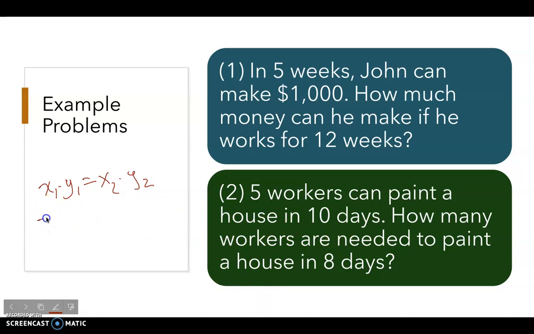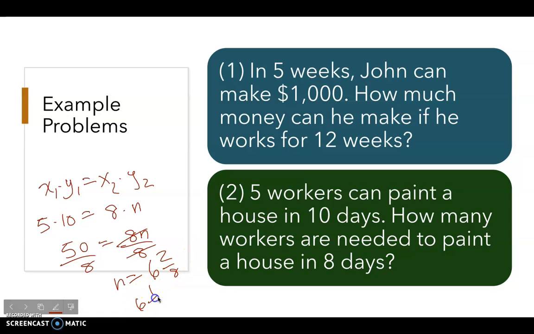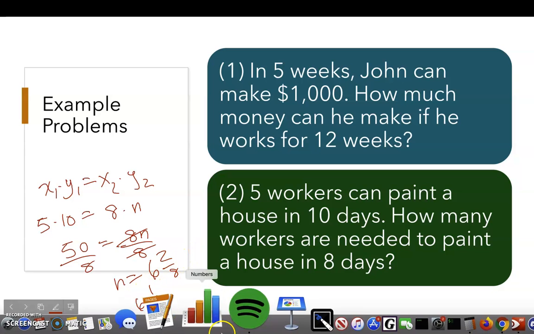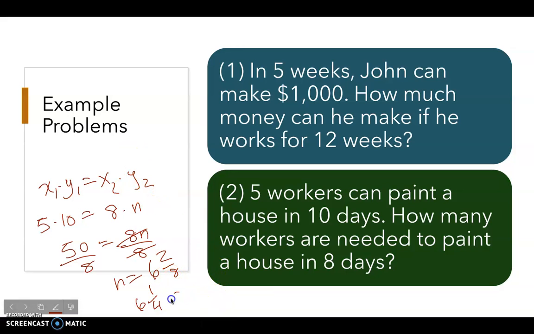So if I plug it in, then I get 5 times 10 equals 8 times n. Then I get 50 equal to 8n. Divide both sides by 8. That means n is going to be equal to, let's see, 6 and 2/8. So it'll be 6 and a fourth. So almost 6 and 1/4 people. We can't have a quarter of a person working. So that means it'll take 7 people to do it in 8 days.